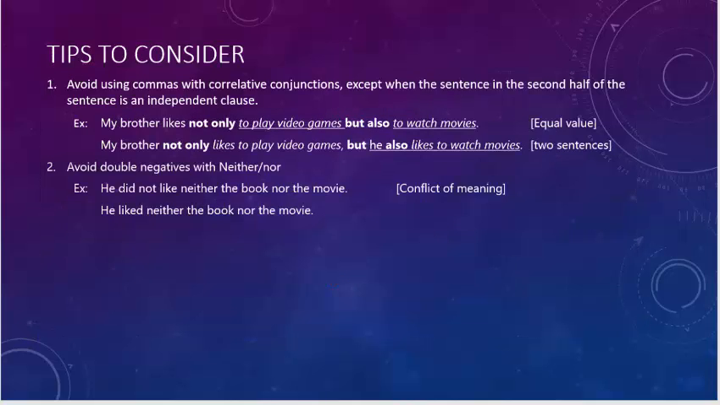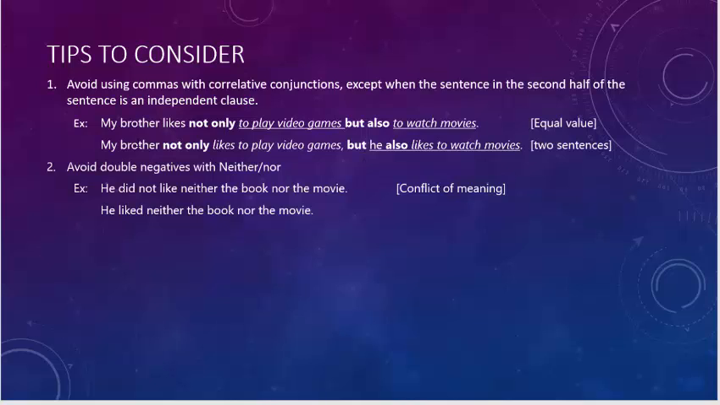Another point: there are some tips to be considered while using correlative conjunctions. First, avoid using commas with correlative conjunctions, except when the second half of the sentence is an independent clause. Generally we do not use commas with correlative conjunctions, but if the second part is an independent clause, then we have to put a comma before the conjunction.